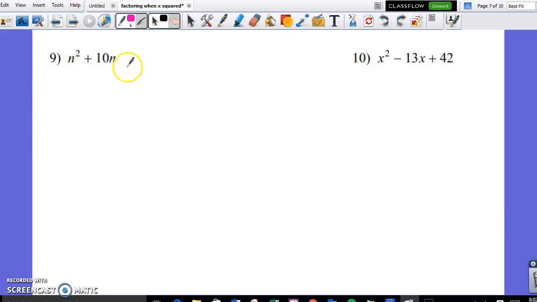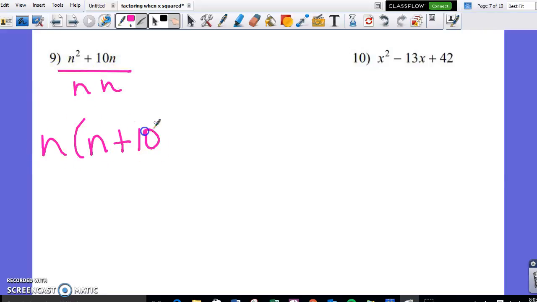Same thing. GCF. Oh, GCF. So now I'm going to have 10 times the rest. GCF in here? No. Difference of squares? No. T-chart? No. Last one.